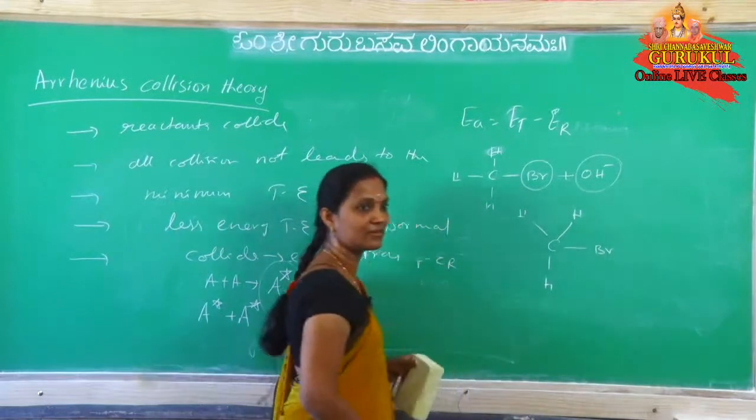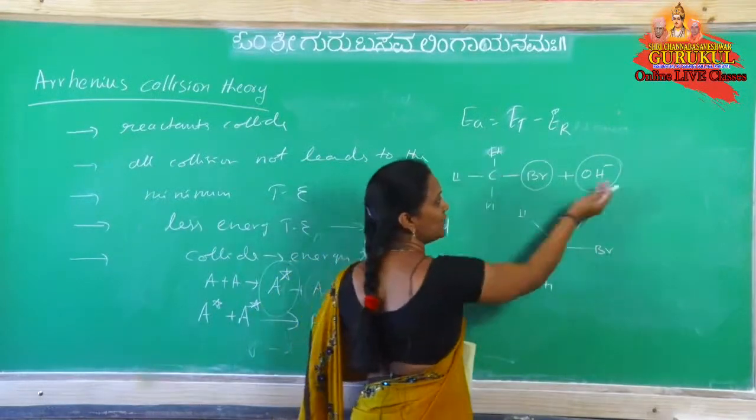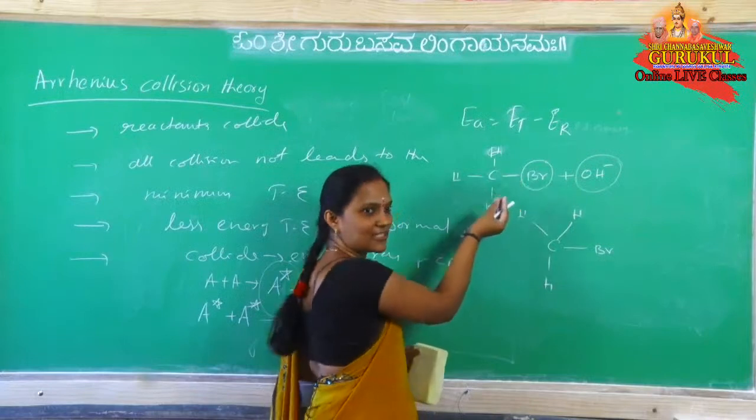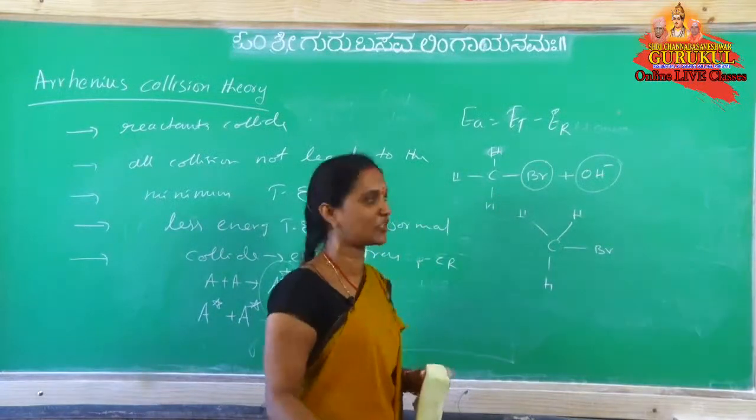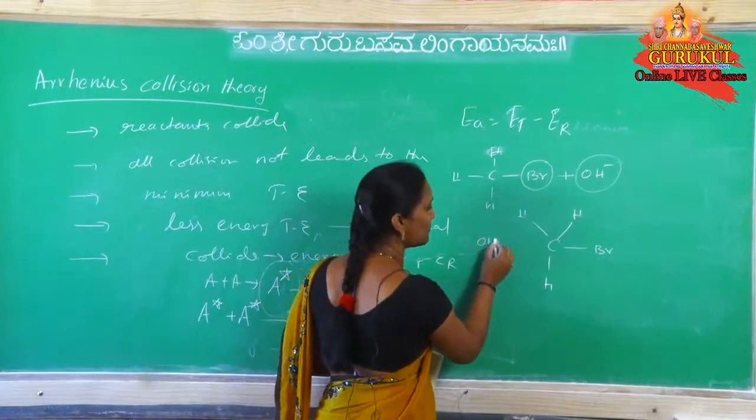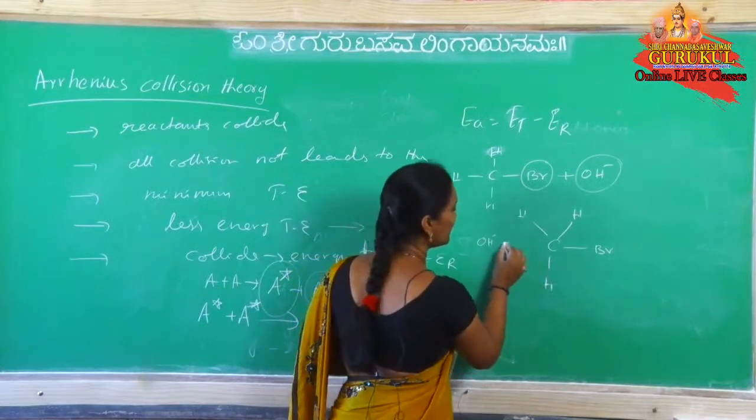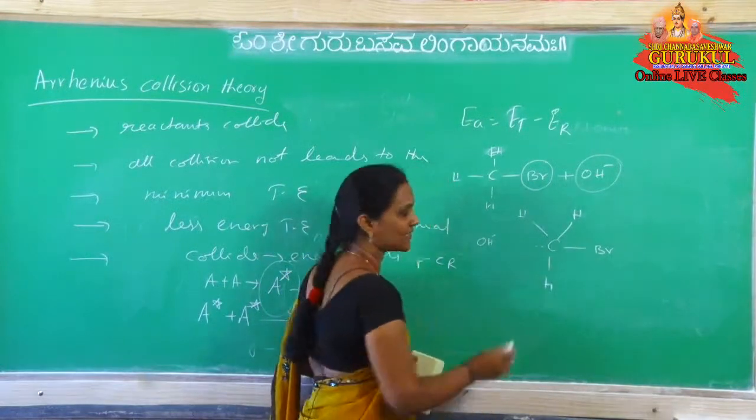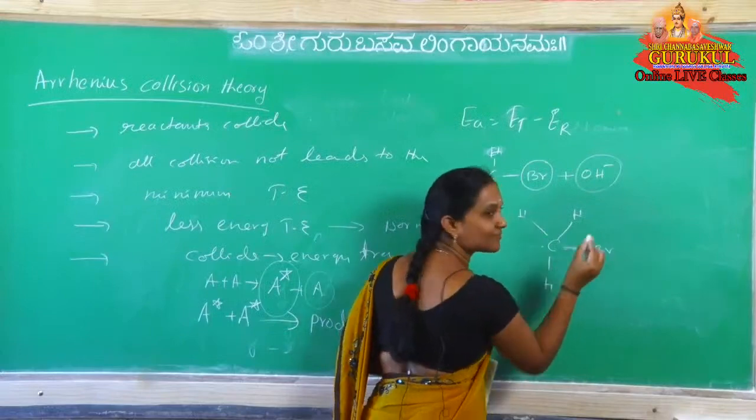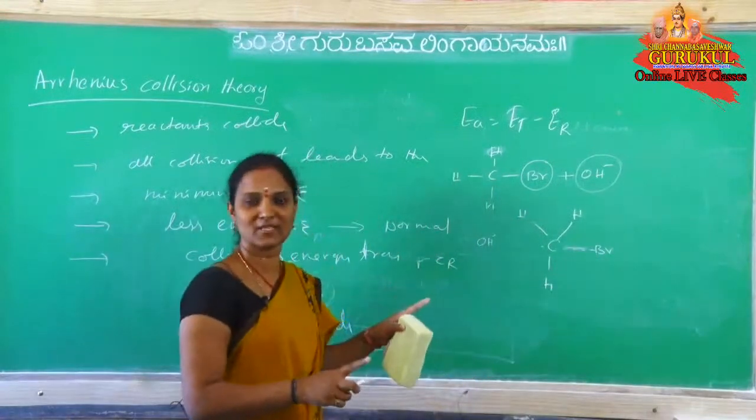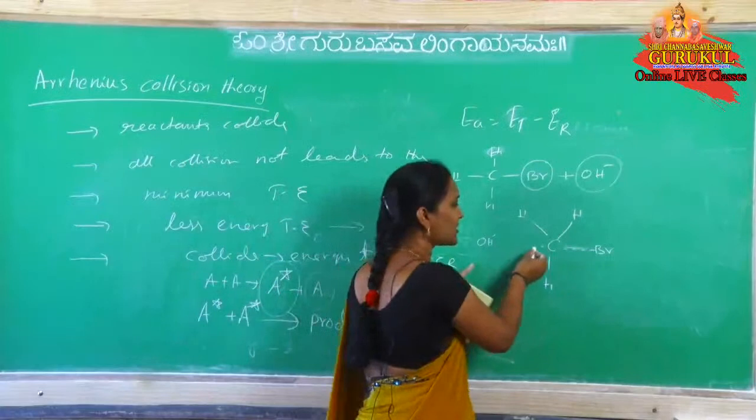Here Br, like this one molecule is there. OH minus approached this molecule in this direction. There is no product formation. But OH minus approached from the backside. Now slowly bond formation takes place. This bond becomes weak, and here bond formation started.